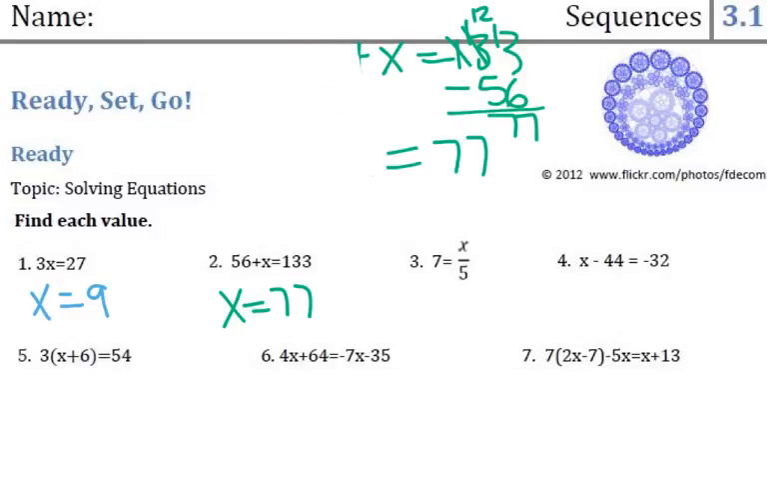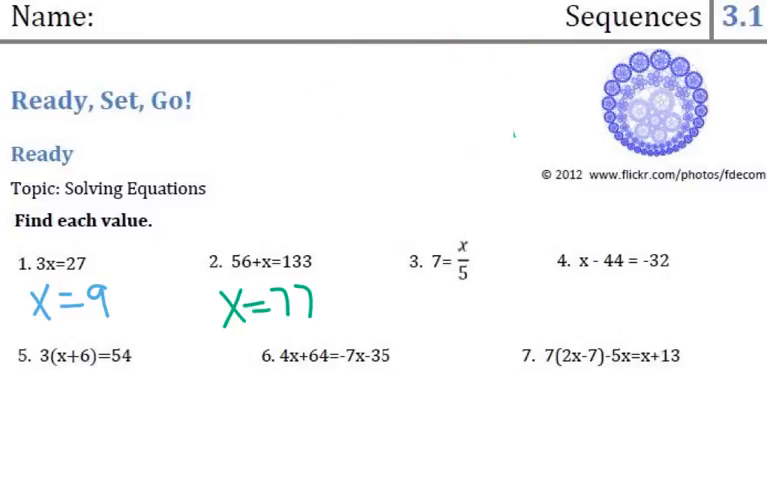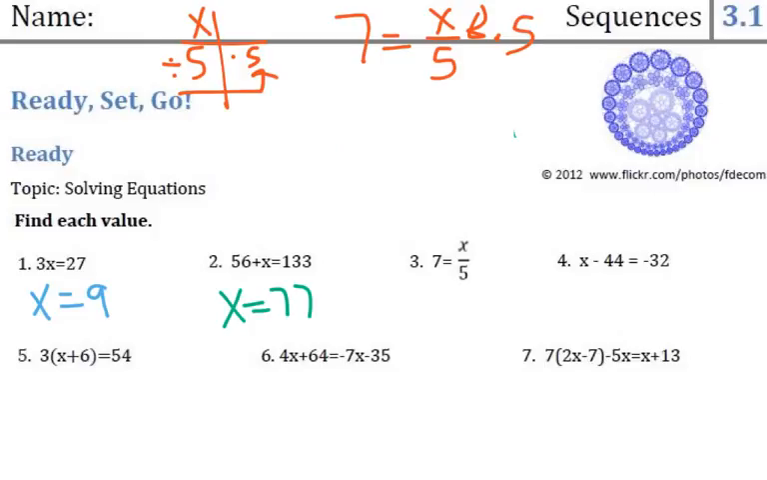Alright, let's take a look at number 3. So same idea, 7 equals x over 5. Okay, so now we've got to get that x. What's happening to our x? Well, a fraction bar also means divide. So we're dividing by 5. So what do we have to do? The opposite, which is timesing by 5. So I times both sides by 5. Dividing by 5 and timesing by 5 eliminates it, so we get x equals 5 times 7, which is 35. So 35 equals x.